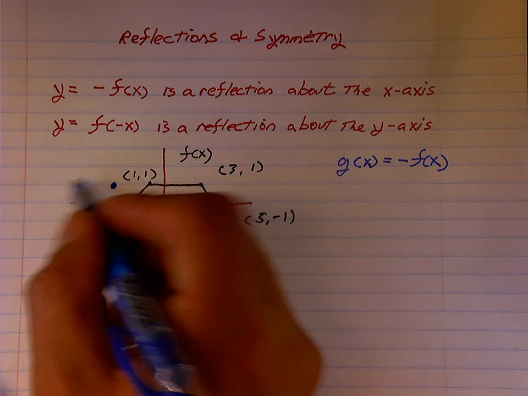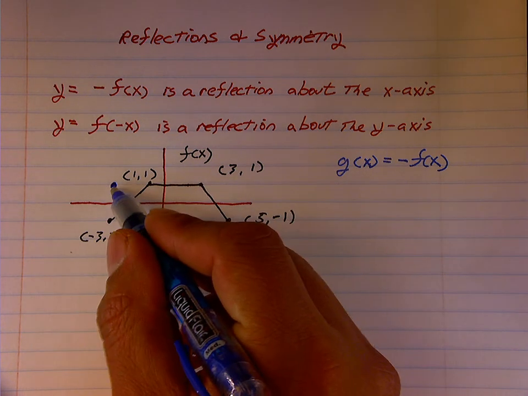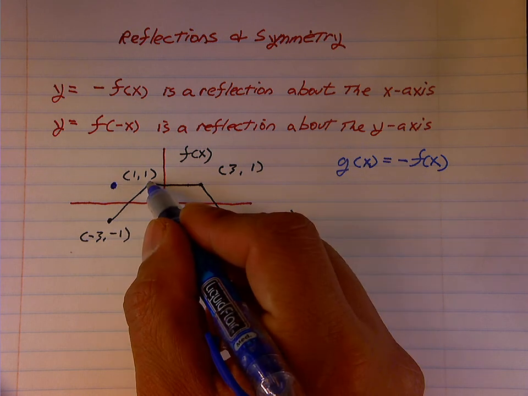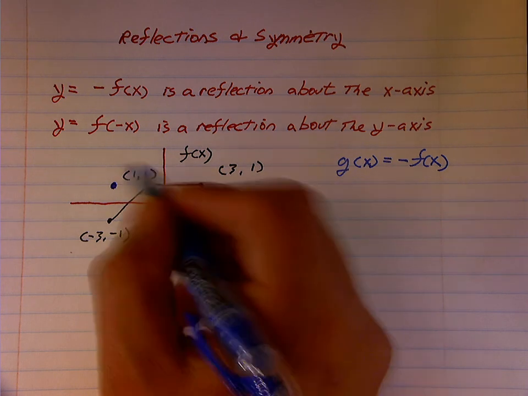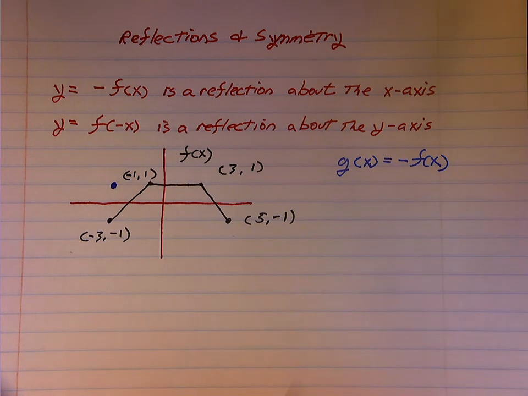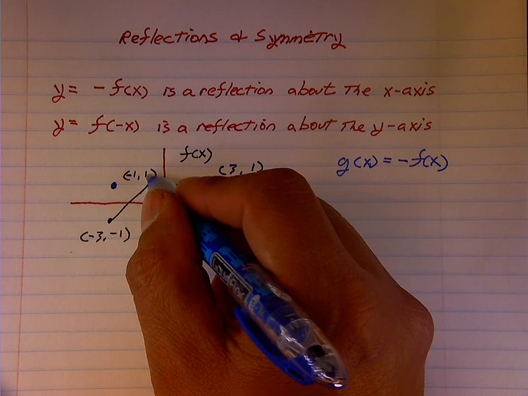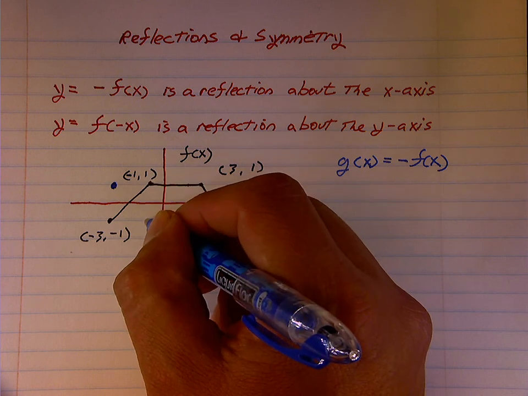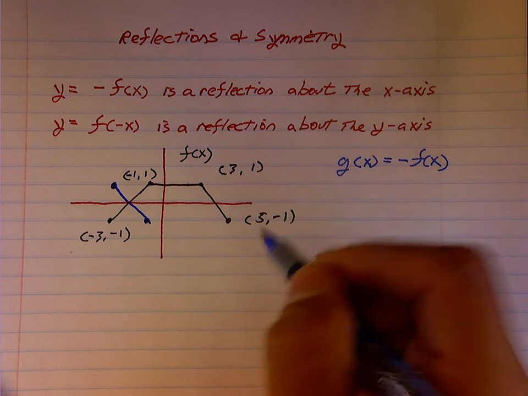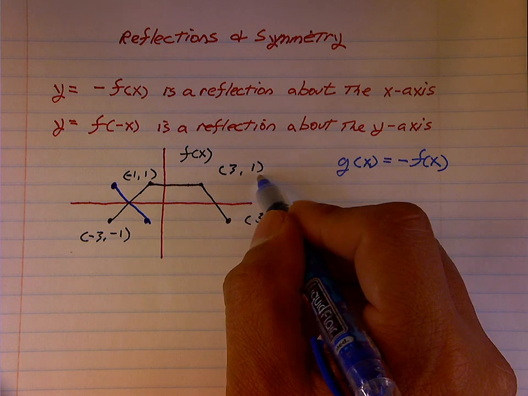So my first point will become negative 3, positive 1. This point, when I reflect it, becomes negative 1 for the y. The x will stay negative 1, but the y value will flip from positive 1 to negative 1. And I'll connect my line segment.